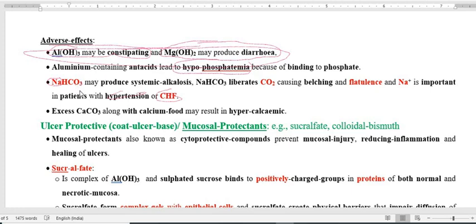It also participates in the formation of carbon dioxide while neutralizing the hydrochloric acid. And this carbon dioxide, when released, produces belching and flatulence. So therefore this is not very good.